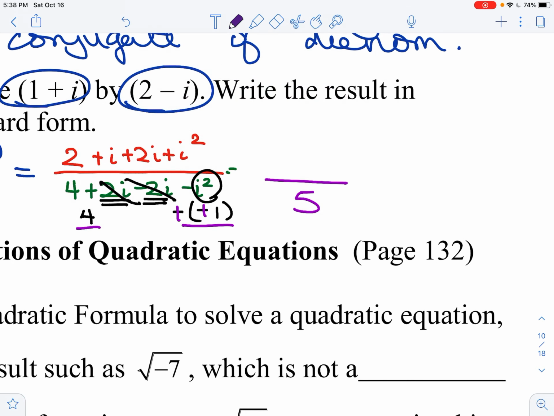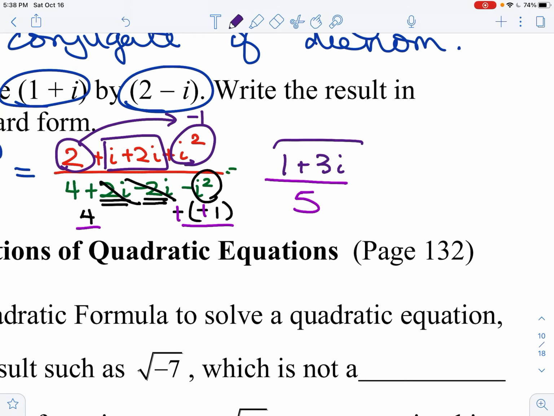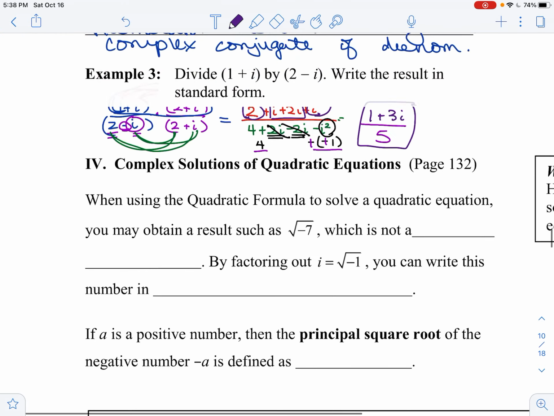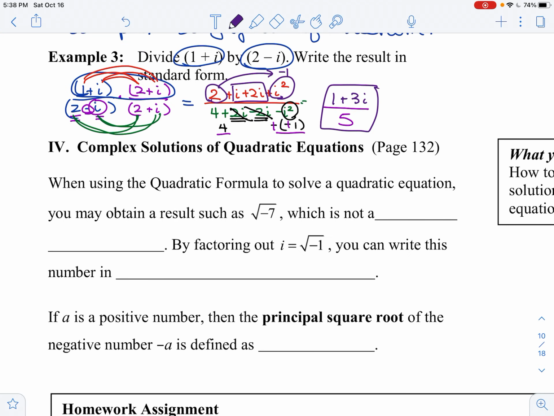Let's simplify the top now. Again, i squared is really negative 1. So our real terms here are 2 minus 1 is 1. And then i and 2i is 3i. And we can leave it just like that because I can have an i in the numerator, but not the denominator.